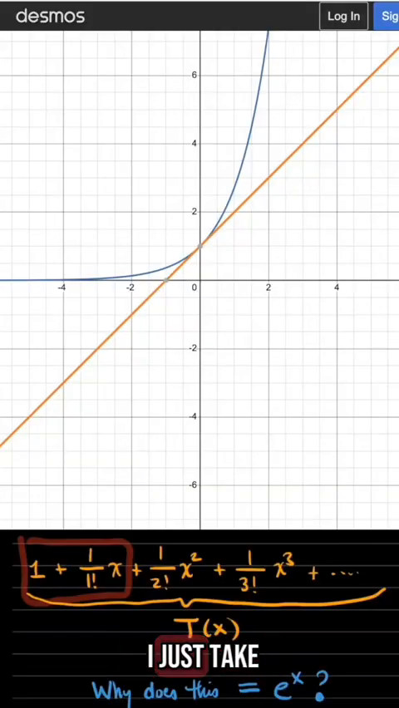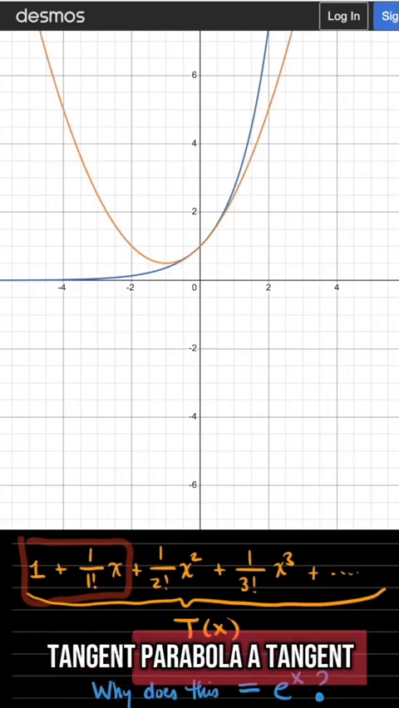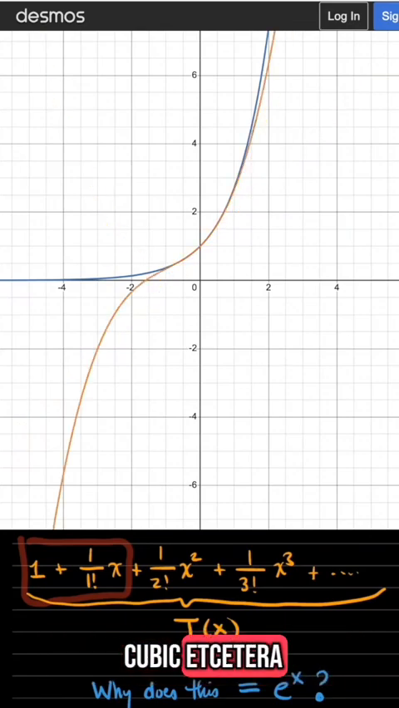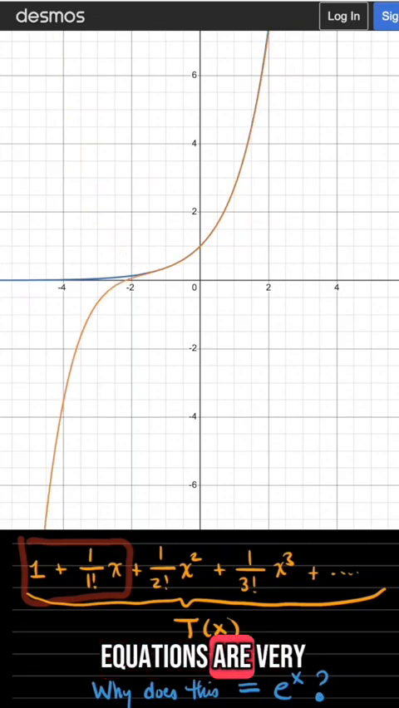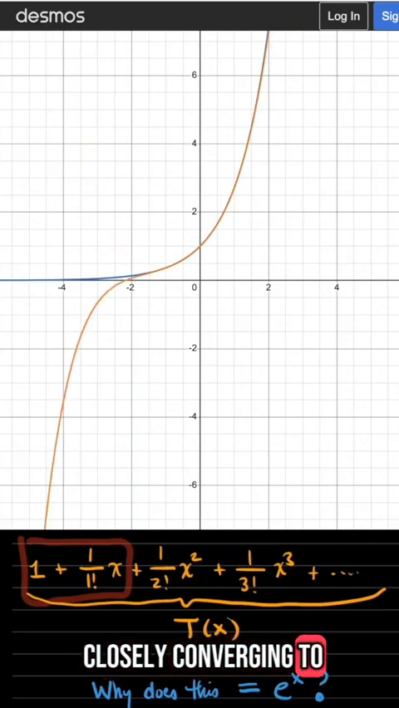For instance, if I just take the first two highlighted terms, I get the tangent line to e to the x. And as I add more terms, I get a tangent parabola, a tangent cubic, etc. And you can see that these equations are very closely converging to the function e to the x.